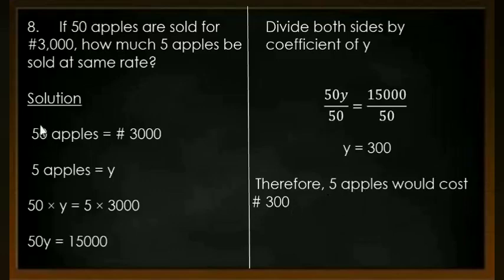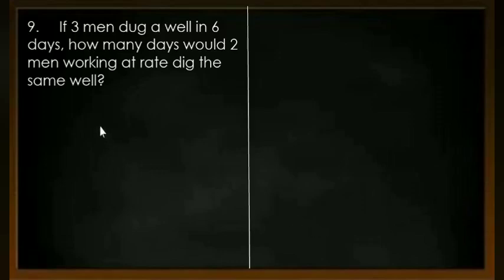You can see 50 apples are more, they cost 3,000 naira. 5 apples are less, they cost 300 naira. So this is why it's also a direct relationship. As one parameter increases, the other increases. As one parameter decreases, the other decreases. But take note of this next example.